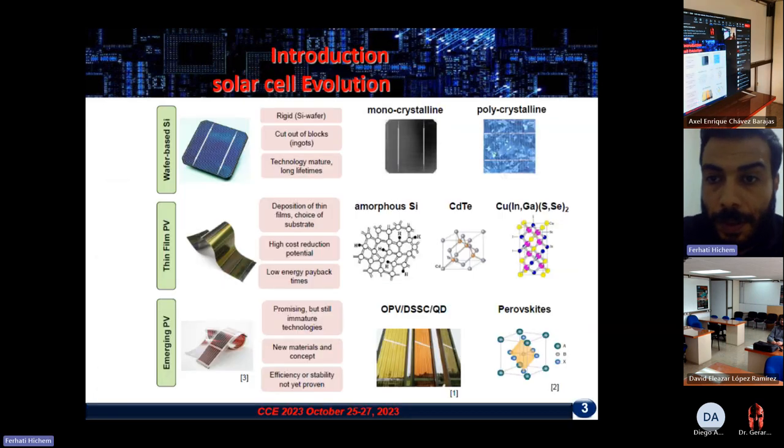During the last few years, solar cells have been divided into three elementary technologies. The first one is based on monocrystalline silicon, which dominates the market. And the second one is based on thin film photovoltaics using amorphous silicon, cadmium telluride, and several chalcogenide-based solar cells. Now the emerging photovoltaic structures are based on quantum dots, and new materials based on two-dimensional materials also, which can offer high efficiency and stability not yet proven for the perovskite-based solar cells.